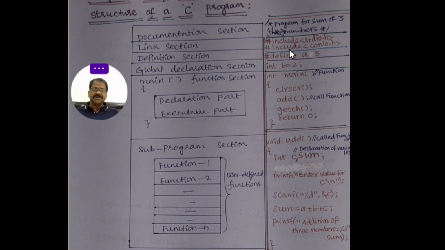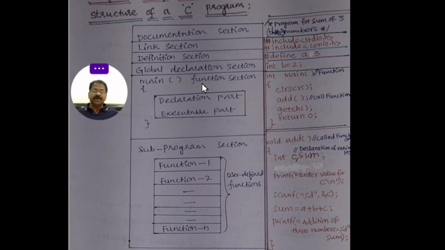Next, the third one, the definition section. Here we can define our own values. You see here I defined 3 for A. Wherever I use A, 3 will be replaced for A. Next, the global declaration section. Outside of the main function we write global declaration values. If I write outside of main, the values can be used anywhere in our program. So globally we can use the variable values. So it is called the global declaration section. This B is the global variable. Wherever you use B, 2 will be replaced for B.